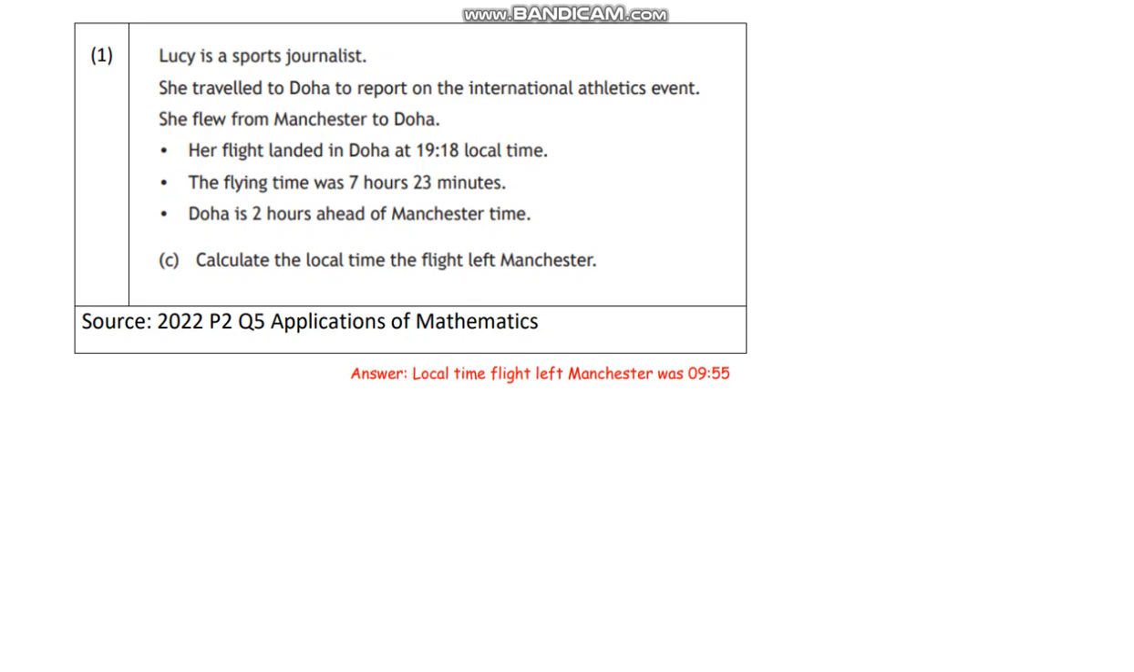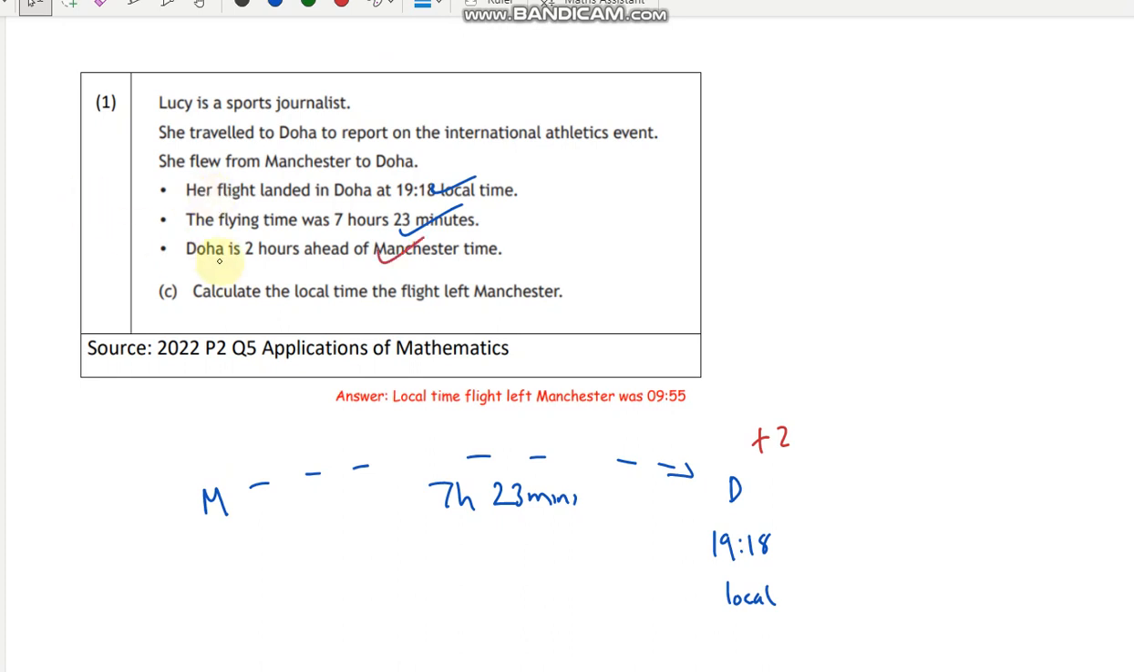So, Lucy has travelled to Doha to report an event. She flew from Manchester, so from Manchester all the way to Doha, and it's Qatar, isn't it? Her flight landed in Doha at 1918, and that's the local time there, so it's Doha time. The flying time was 7 hours and 23 minutes. Doha is 2 hours ahead of Manchester, so I would just put a little +2. They're +2 ahead. Nice. So calculate the time she left Manchester.